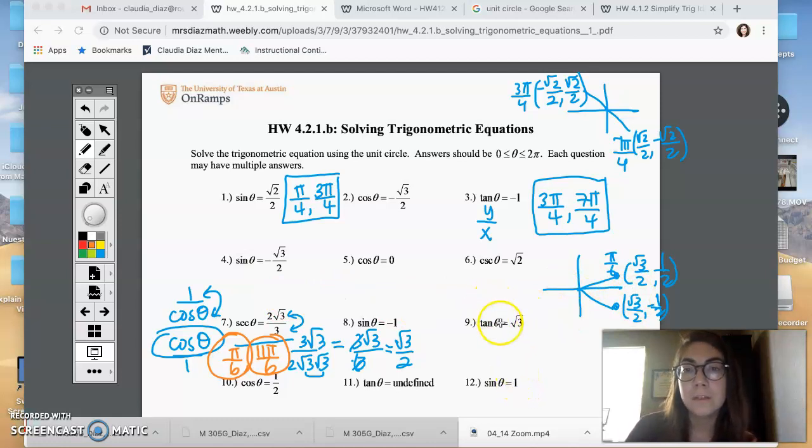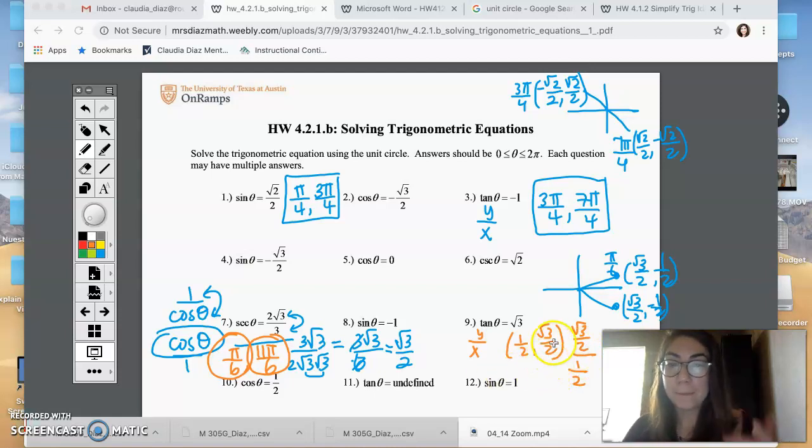Let's keep going. I'm going to do this one right here, tangent. Tangent of theta equals √3. So tangent is y/x. We basically want to look at the coordinate where it is going to be 1/2, comma √3/2. Because when you do the y/x, you're going to get √3/2 divided by 1/2. And then we multiply by the reciprocal, so we multiply by 2/1, and that's going to get us root 3 over 1, which is root 3.